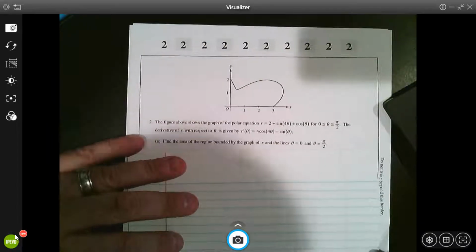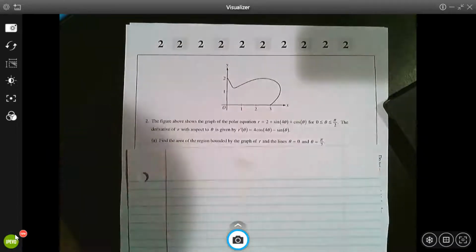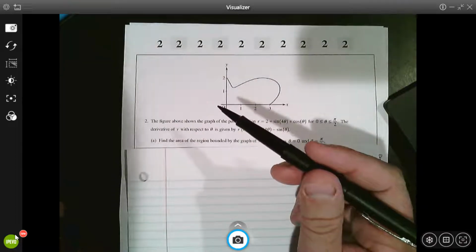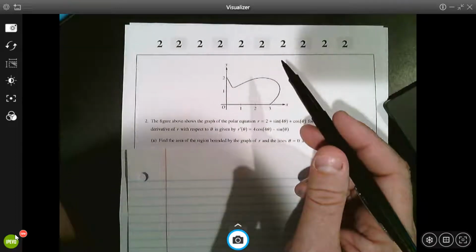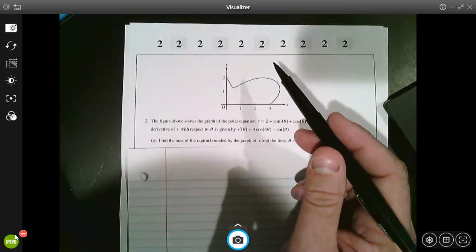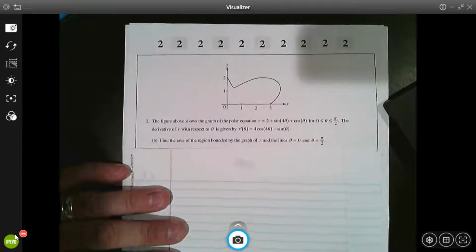All right, here we go. This is the 2015 BC International Exam, question number 2. It's calculator active, and let's get going.